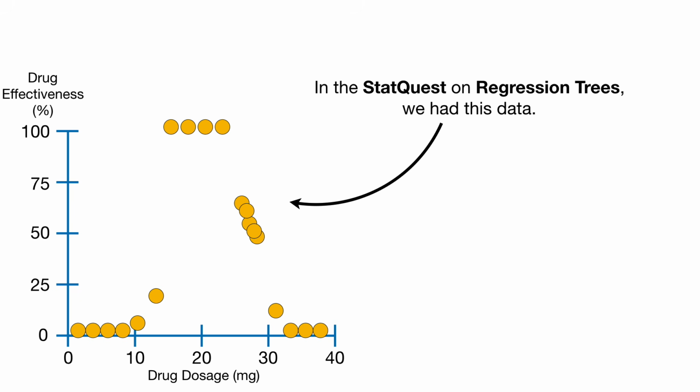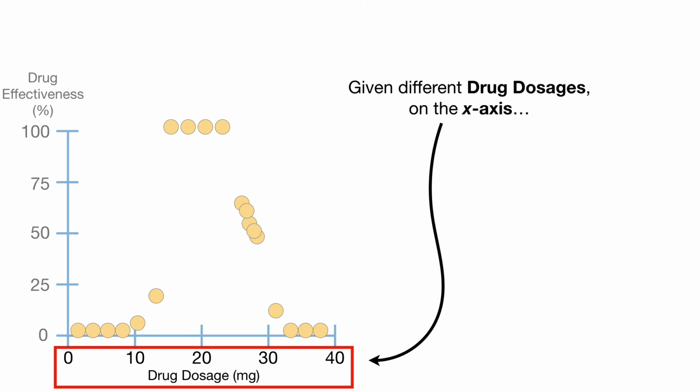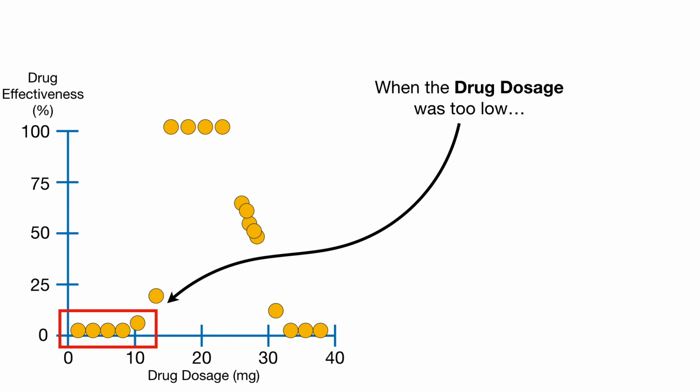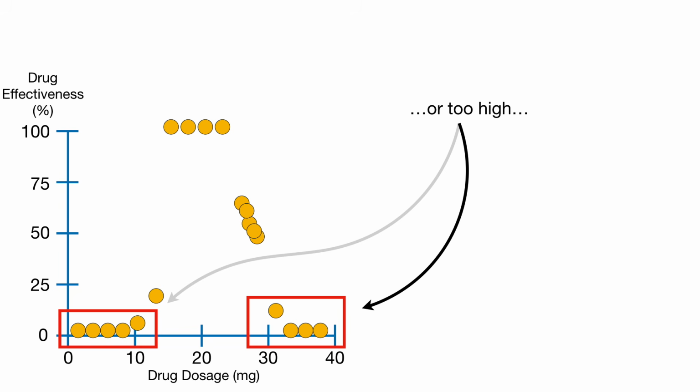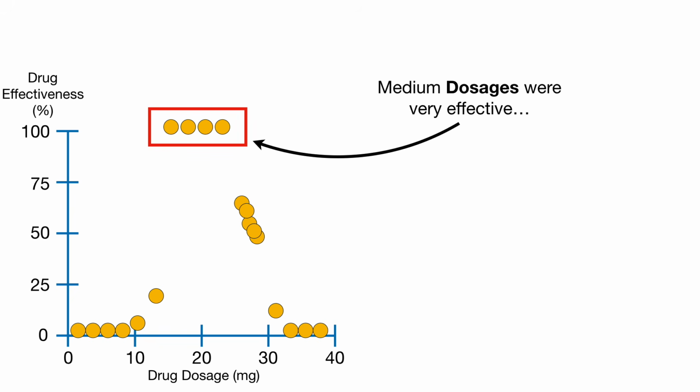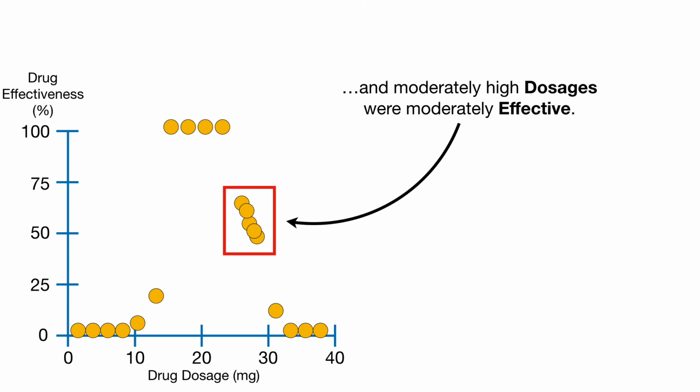In the StatQuest on regression trees, we had this data. Given different drug dosages on the x-axis, we measured the drug effectiveness on the y-axis. When the drug dosage was too low or too high, the drug was not effective. Medium dosages were very effective, and moderately high dosages were moderately effective.